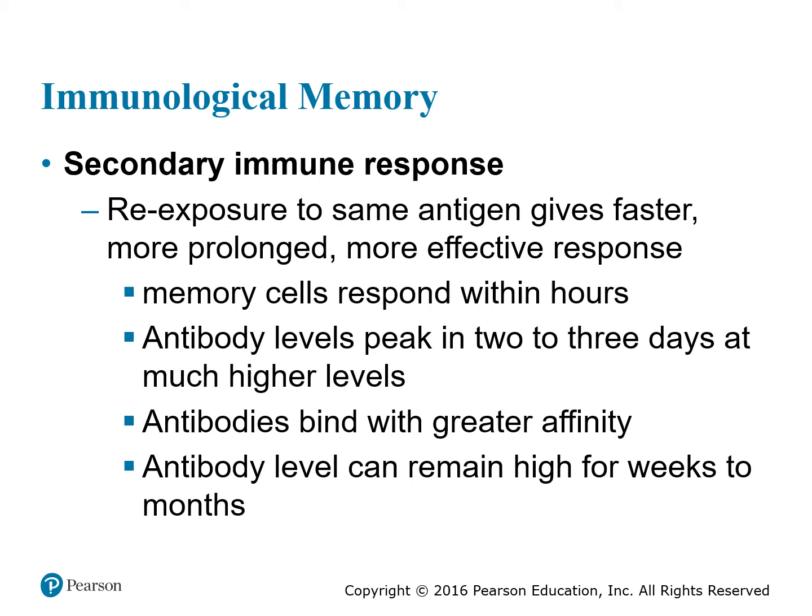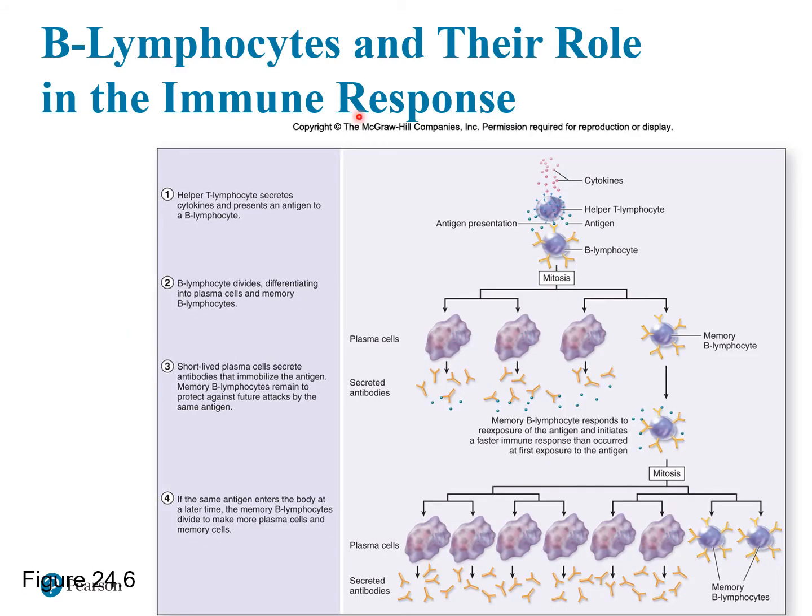So that's what's going to happen if we're talking about your secondary immune response. As I mentioned, a B lymphocyte can either be activated directly by binding to a foreign antigen, or it can be activated after it binds to a helper T cell. Once that B cell binds to the helper T cell, the helper T cell releases a bunch of cytokines, and these cytokines will help activate the B cell.